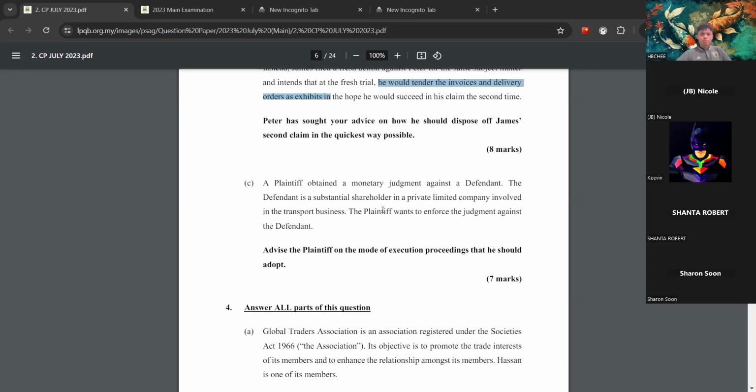Now we come to C. Plaintiff obtained monetary judgment against a defendant. Defendant is a substantial shareholder in the private limited company involved in the transport business. The plaintiff wants to enforce the judgment against the defendant. Advise the plaintiff on the mode of execution proceedings that he should adopt.